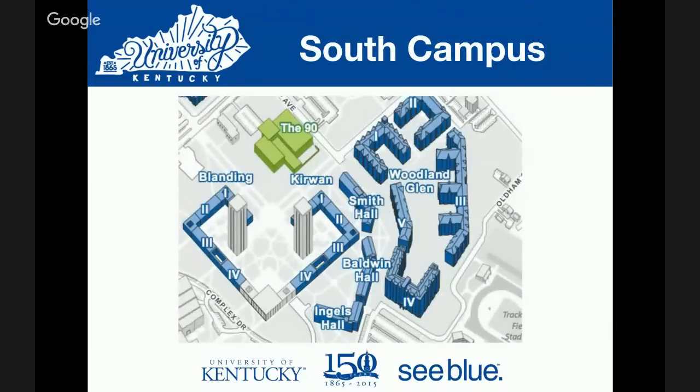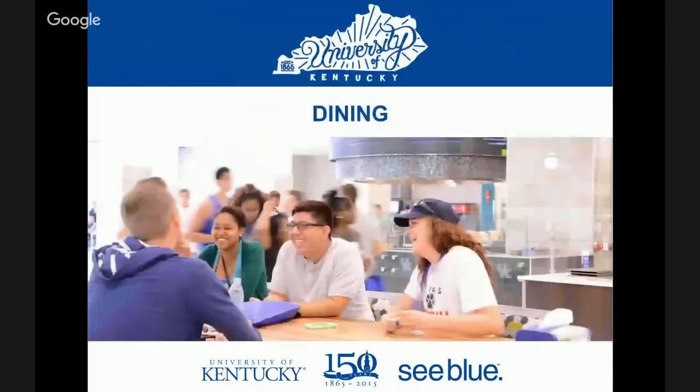Lastly, we have South Campus, which is going to be the majority of our residence halls. We're going to have all of our Woodland Glens over there, the Kerwin Blanding Complex, Smith, Baldwin, and Ingalls. They're all going to be options over there. You're also just a short walk from the library, even though you can't see it at the moment, but you're an even shorter walk to our brand new dining facility here on campus, the 90. It's got a lot of great food options, definitely something you should check out. And with that, I'm actually going to turn things over to Charity, and she's going to talk to you about the dining we have here on campus.